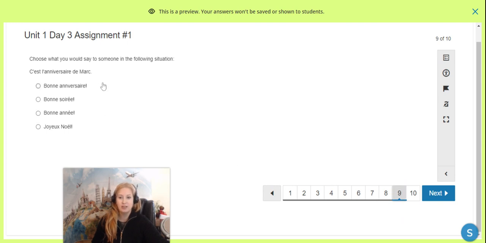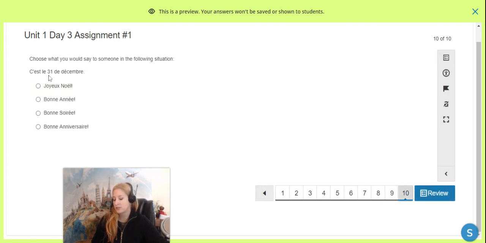Okay, then this one is vocabulary. So it's saying it's Mark's birthday. So you would say bon anniversaire. And then the last one, numéro 10, c'est le 31 de décembre. It's December 31st. So you would say bonne année or Happy New Year.